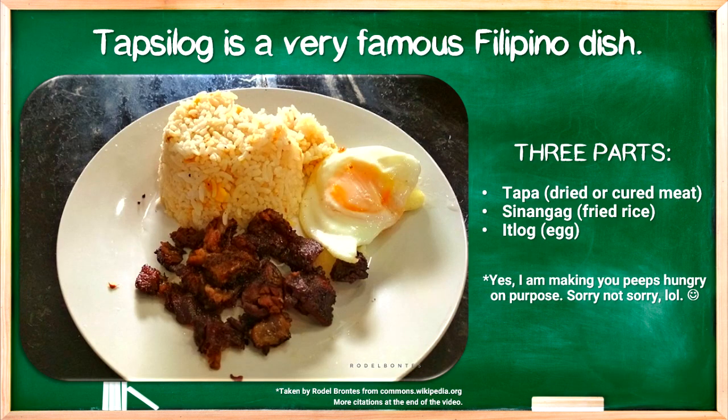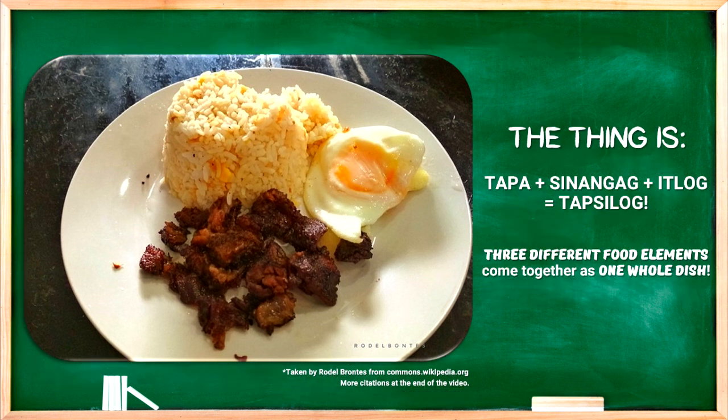Tapsilog is a very famous Filipino dish. It has 3 parts: tapa, sinangag, and itlog. By the way, for our international viewers, tapa is dried or cured meat, which is delicious, by the way. Sinangag is fried rice, and itlog is egg. The thing is, all of them come together to create one dish called tapsilog.